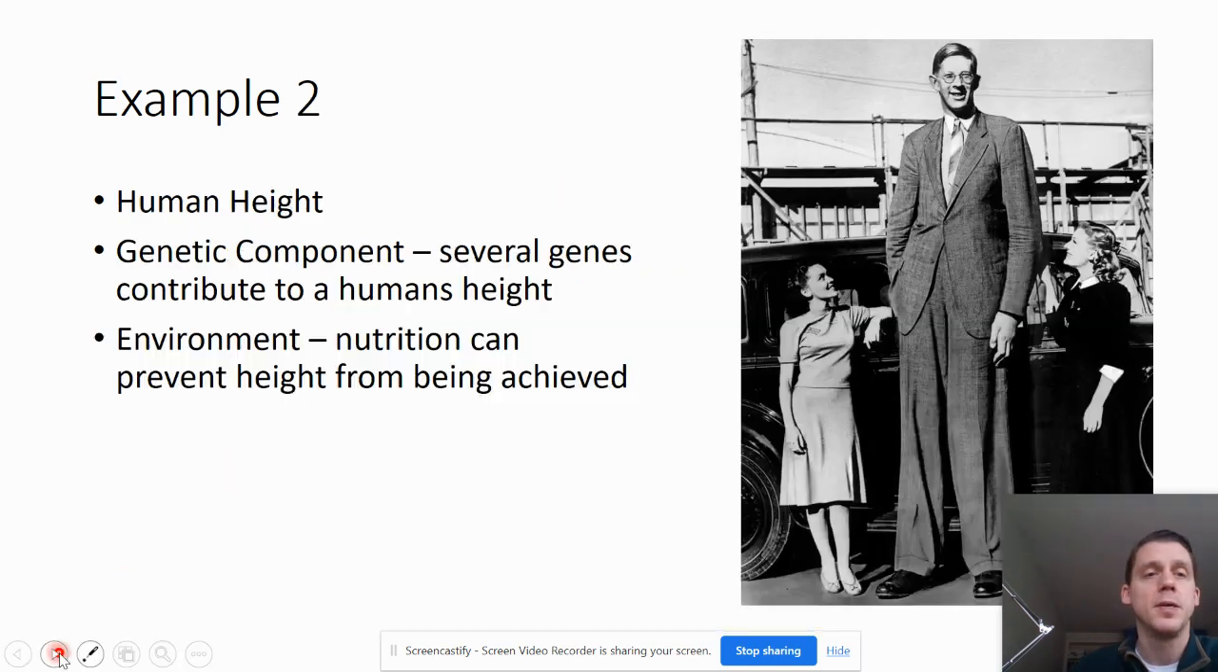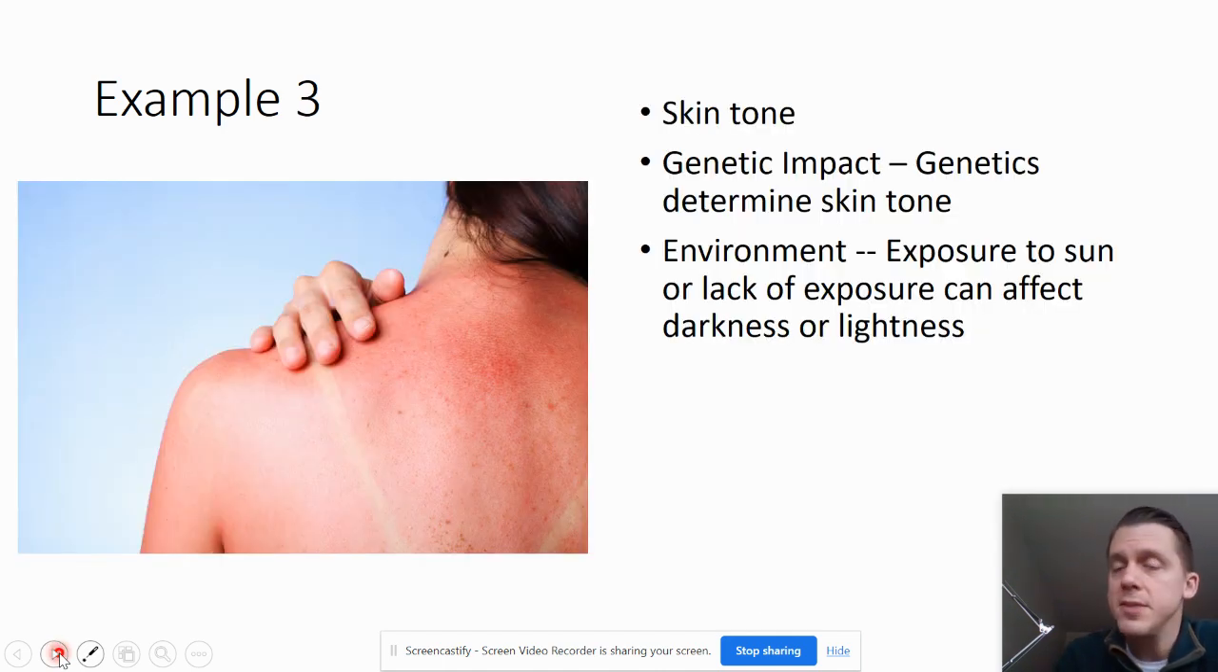Height has a genetic component. As we said, height is polygenic, but it's not only genetic, it's also your nutrition. If you have very poor nutrition, then it may prevent as much growth as could have been. So there is a genetic and an environmental component. Skin tone: genetics determine your skin tone, but also the environment. Exposure to the sun or lack of exposure can affect your skin tone.